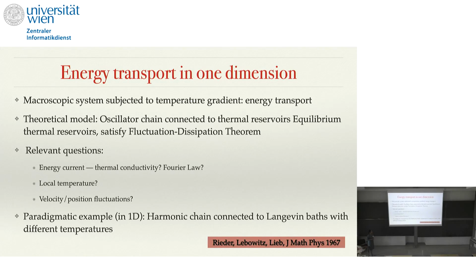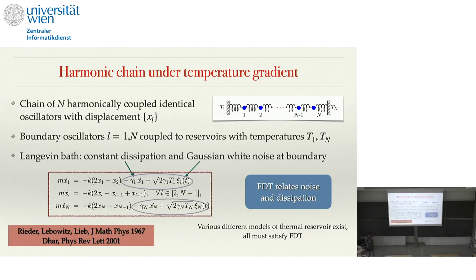by Rieder, Lebowitz, and Lieb in 1967. So I'll explain the model in a little bit of detail. We have here a chain of harmonic oscillators, identical mass particles, which are connected to nearest neighbors by a harmonic spring of stiffness, let's say K. So here is my K. And it's also attached to fixed walls. And then the boundary oscillators are connected to two thermal reservoirs at temperatures T1 and Tn.